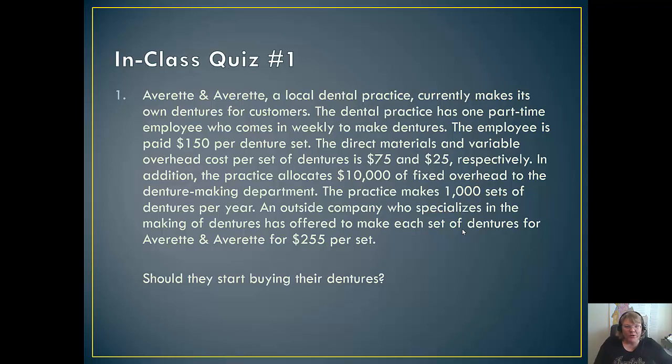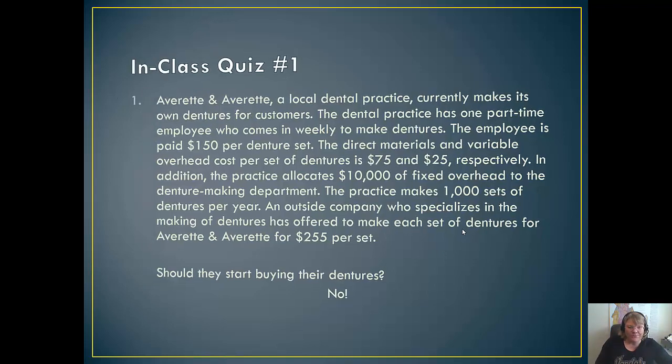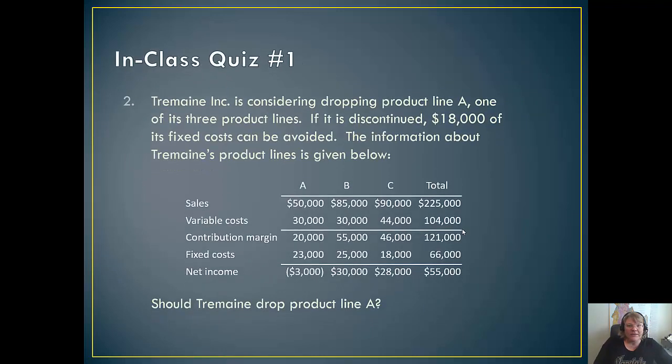So this first one here, this dentist is thinking about outsourcing their denture making. Should they start buying their dentures from somebody else? And the answer is no, and we will show you how to do that. In the second scenario, Tremaine is considering dropping product line A, and they are losing money, but should they drop product line A? No, and we will show you how to do that.